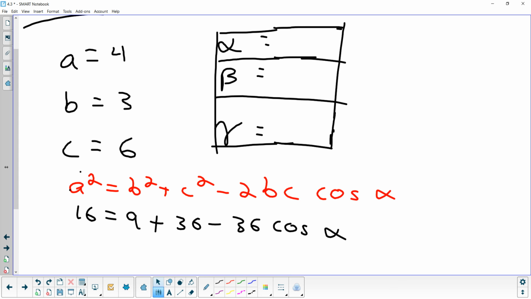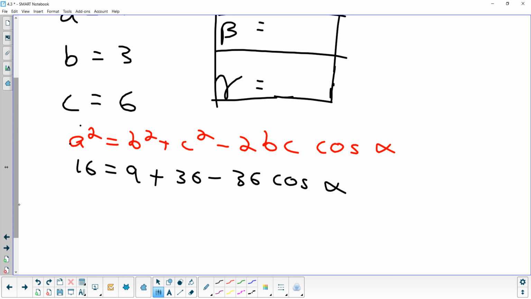Cosine alpha. All right, let's see, 36 minus 36. Can I just cancel that out? Make it 0? You think, Jacob? No, those aren't like terms. This is like 9 plus 36 minus 36x. That 36 is being multiplied by a variable. All right. But the 9 and the 36, we can add those up. And Lacey, what do I get if I add 9 and 36? 45. All right, so I got that.